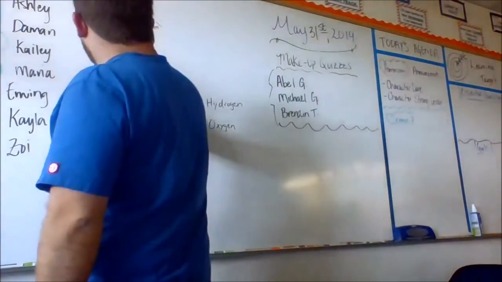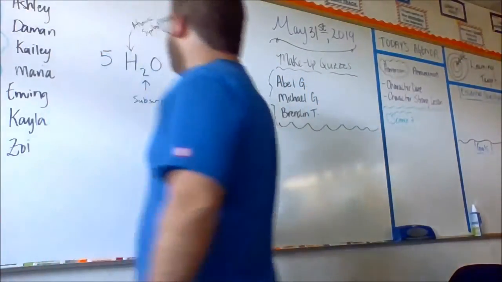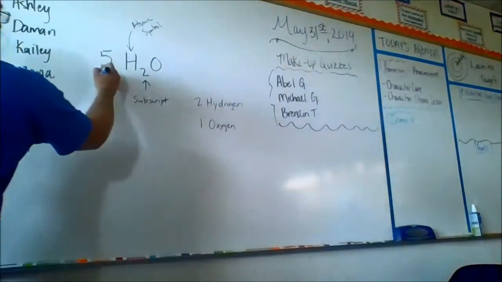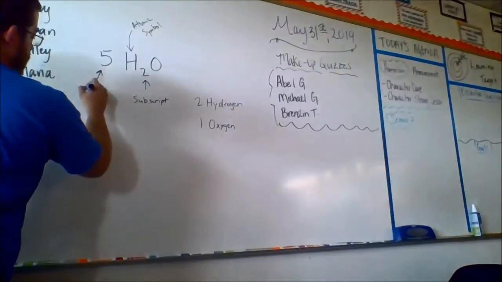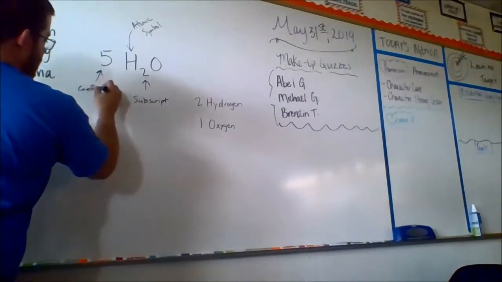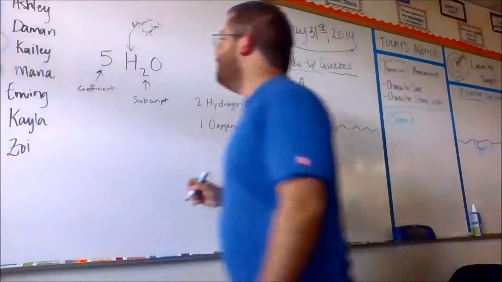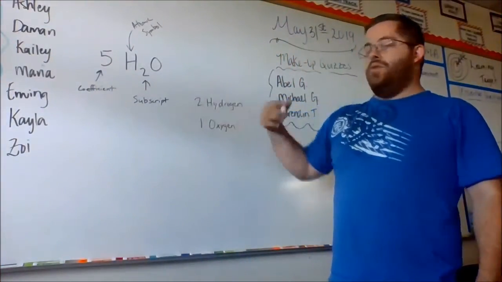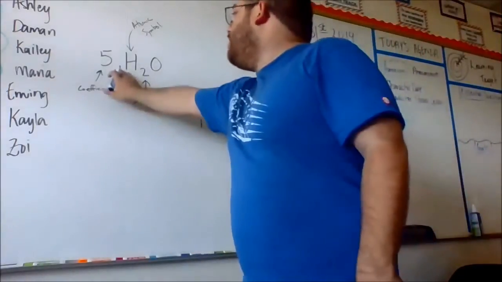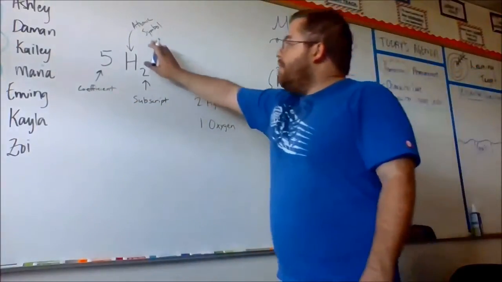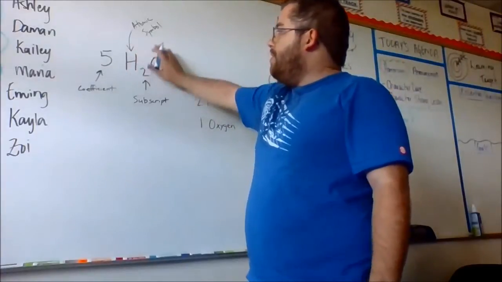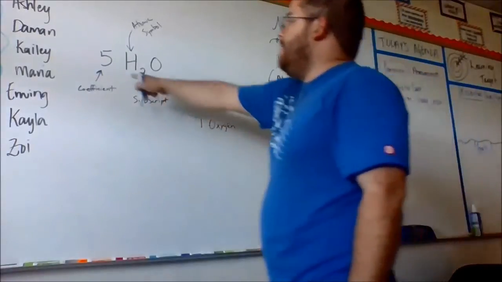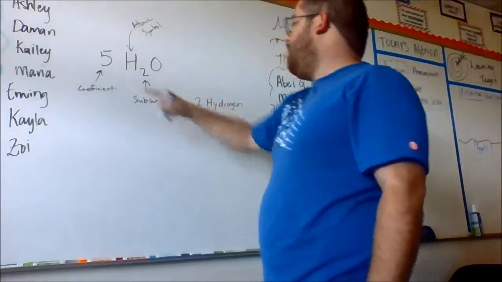Pretty straightforward, right? Now, another thing that you'll see is you might see a number that comes before the entire molecule. Let's say this is a 5. Okay? This number right here, this is called a coefficient. Whenever you see this, the coefficient is telling you that whatever this molecule is, this is how many of them there are. So in this example, there are 5 water molecules.